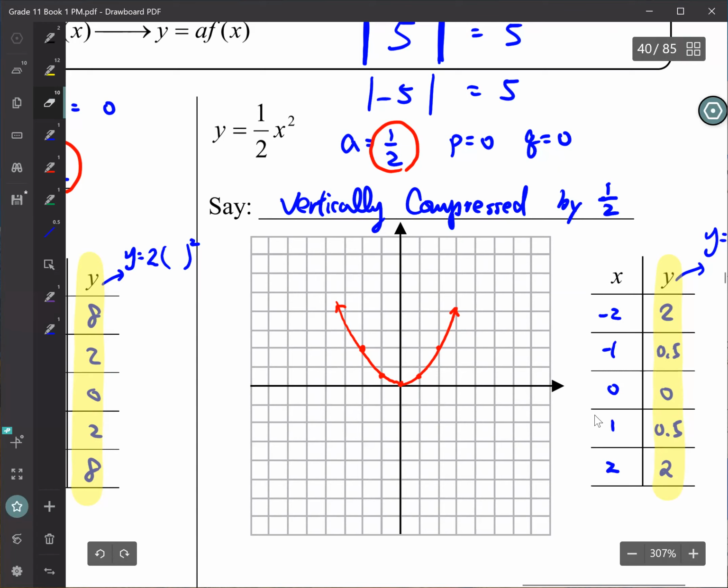So for the red one, y equals half x squared. Now, if there's a negative, then it will go downwards. All the points will be reflected over the x-axis, right? Remember that? So it'll be going down like that. So for the green, the equation will be negative half x squared.